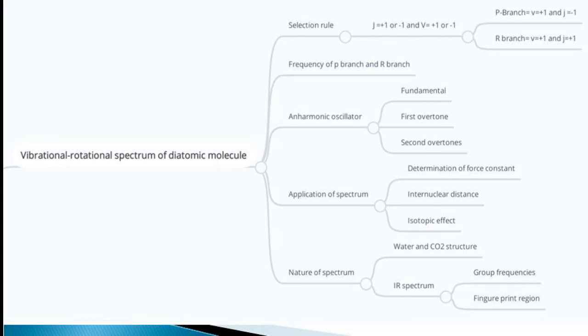Along with that, we are going to learn what is meant by anharmonic oscillator, what is the difference between fundamental bands and overtone bands, what is meant by first overtone band, second overtone band, and how to differentiate these from fundamental bands. All these concepts are important to study near infrared spectroscopy.